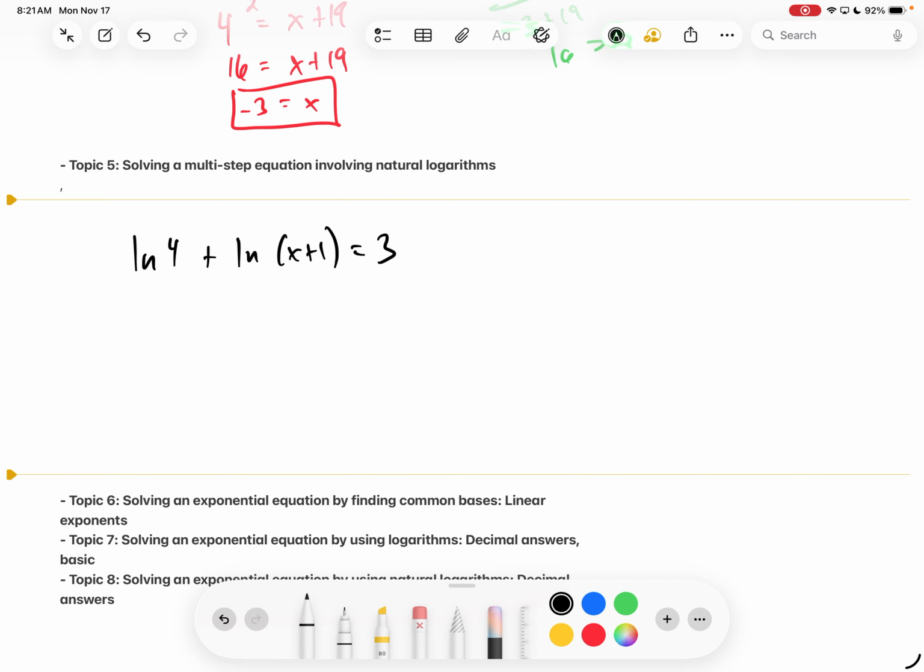Like I said, you want to combine your logarithms. You always get it down to a single logarithm first. So when I combine these, you see plus, that's going to think multiply. So I'm going to do 4 times this, which is a distributive property. So it's the ln of 4x plus 4 equals 3.